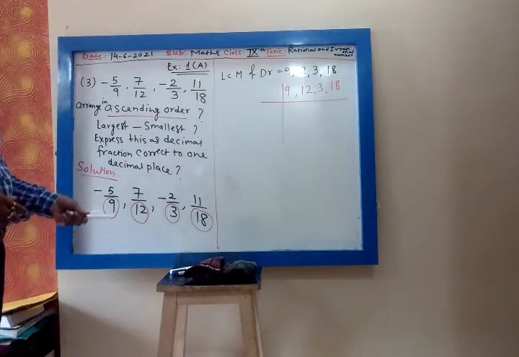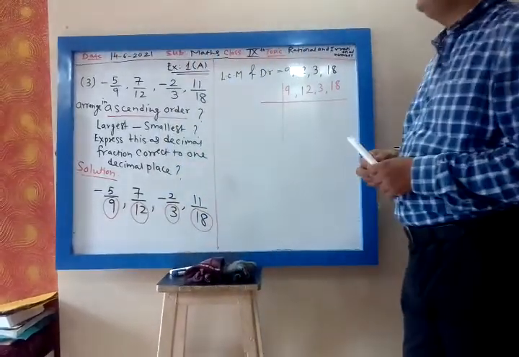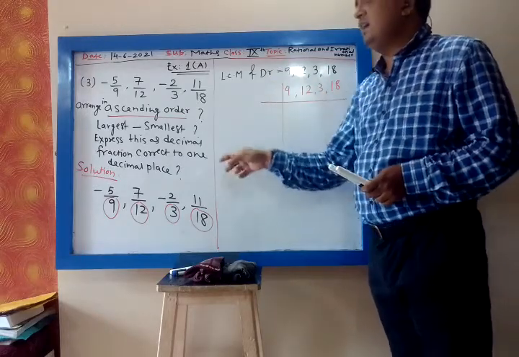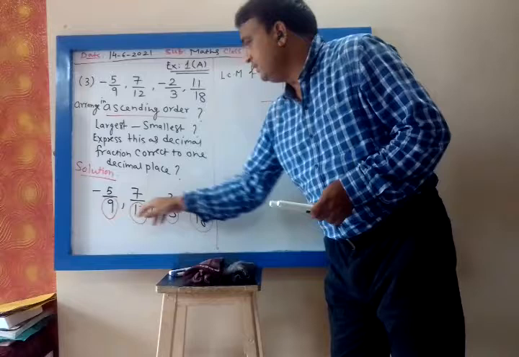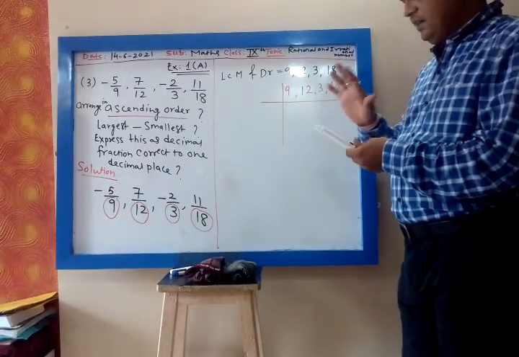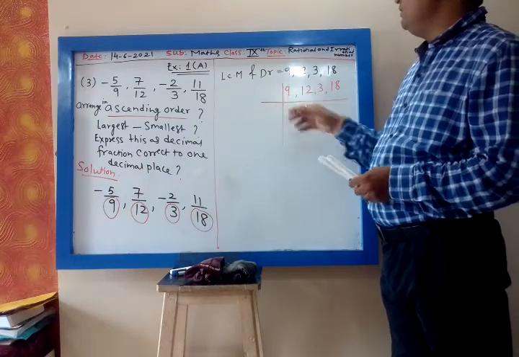Now we find the LCM of the denominators. Before arranging them in the ascending order, we have to make them like rational numbers. They are not like rational numbers because denominators are different. To make the denominators equal, we'll see. So this is known as the common division method.